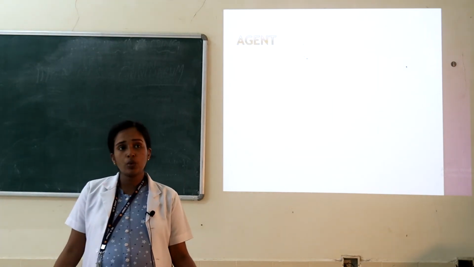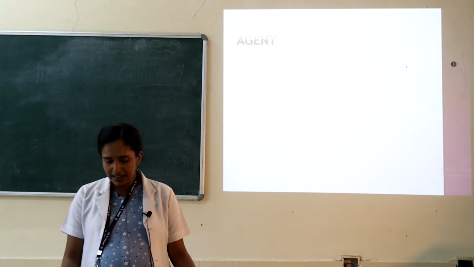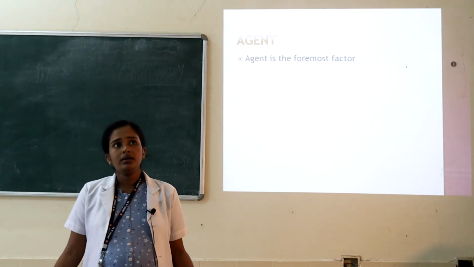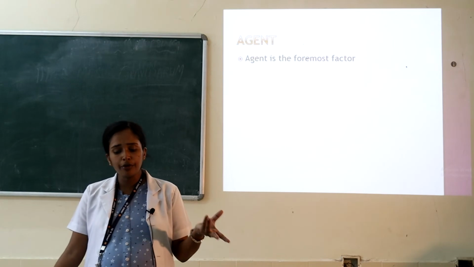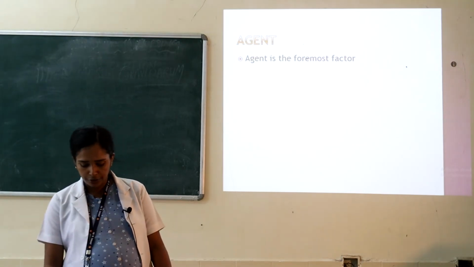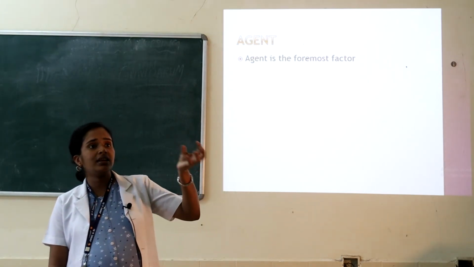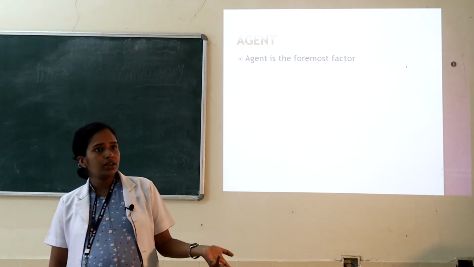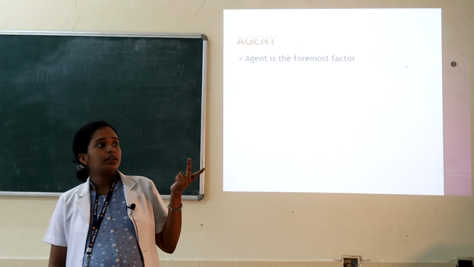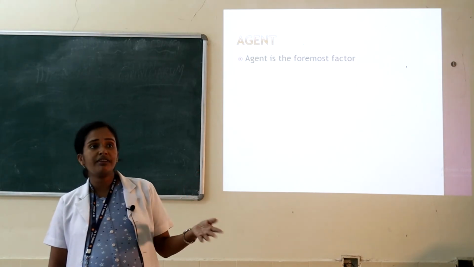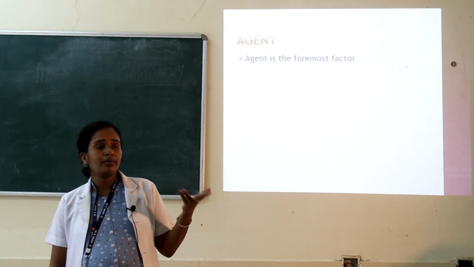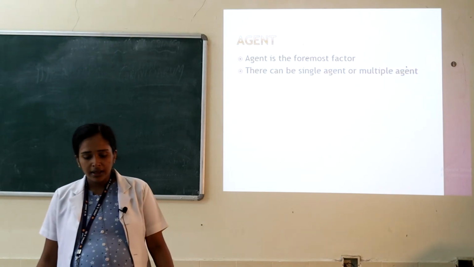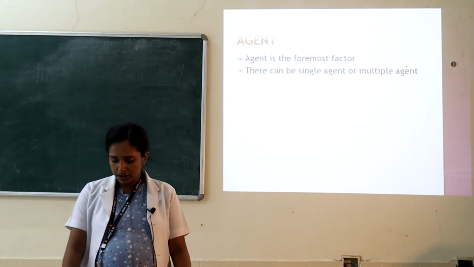Let's discuss what an agent is. Agent may be the foremost factor in the epidemiological triad. Agent is the thing which produces a disease, which creates a disease. It can be bacteria, virus, fungi, chemical factors, physical factors, biological factors, etc. There can be a single agent or multiple agents.